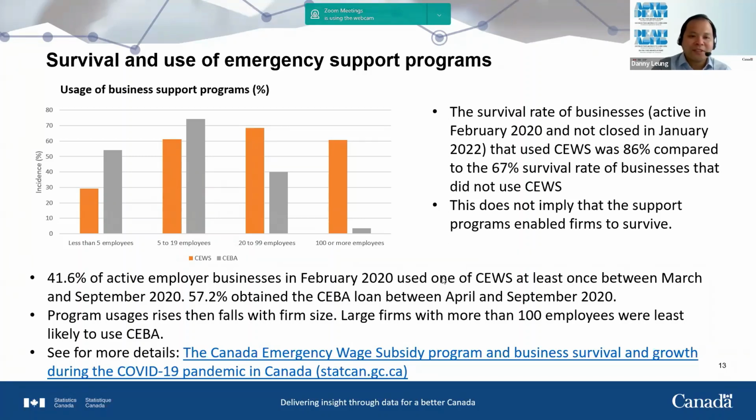And one example, of course, is firm size. I just show here quickly that the usage of the wage subsidy and the emergency business account, the most popular programs, increases with firm size, by and large, let's say, especially compared to the smaller firms, right? And also, as you note from the previous slide, the survival rate was lowest, right, for the small firms as well, right? So that is a confounding factor that needs to be taken into account, right?